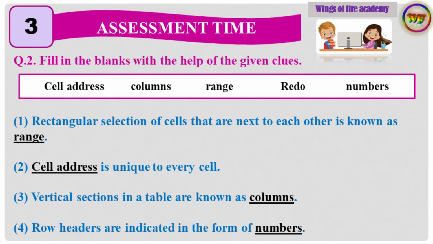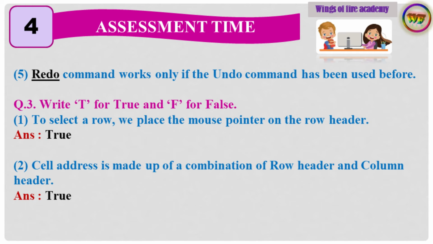Question 2. Fill in the blanks with the help of the given clues. 1. Rectangular selection of cells that are next to each other is known as range. 2. Cell address is unique to every cell. 3. Vertical sections in a table are known as columns. 4. Row headers are indicated in the form of numbers. 5. Redo command works only if the undo command has been used before.